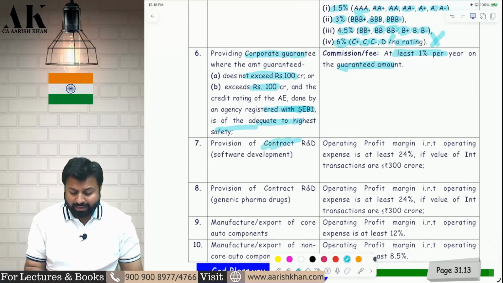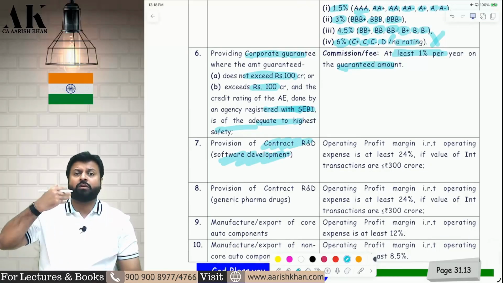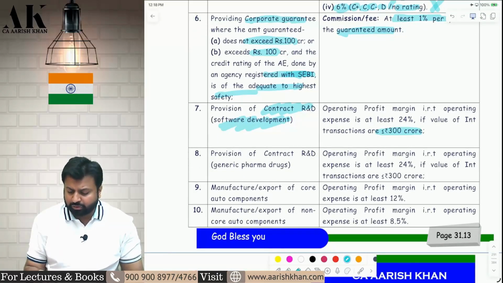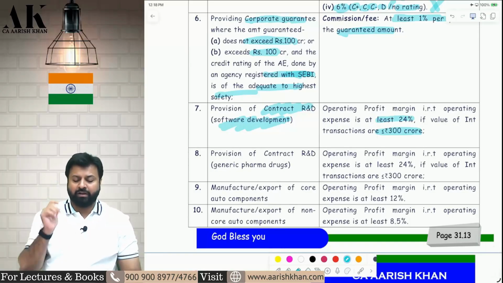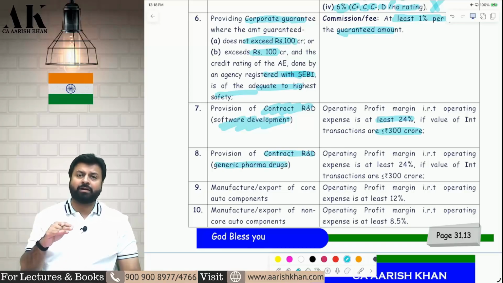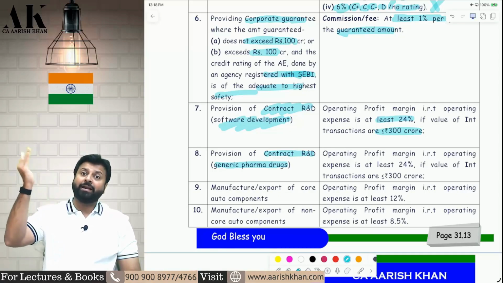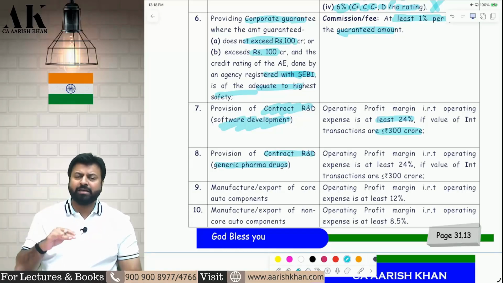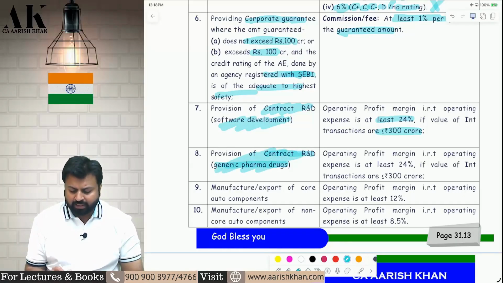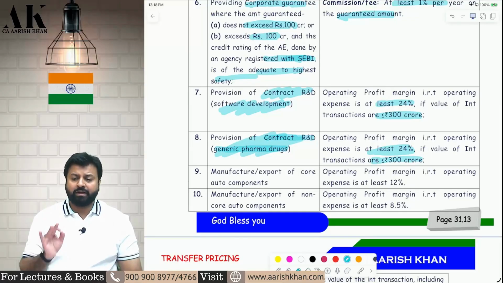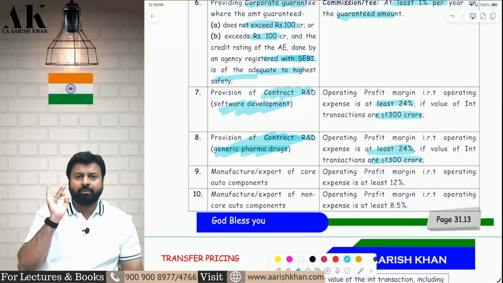Next one, providing contract research and development software services. Now you are providing software services, software development. You are providing contract research and development. Here, your transaction value should be up to 300 crore and the margin OP upon OC should be at least 24%. Providing contract research and development for generic pharma drugs. What are generic pharma drugs? Generic pharma drugs are nothing but copies of the branded medicines. Those are available at a cheaper price, with similar composition, but lesser quality material is used in that. So you are providing contract research and development for generic pharma drugs. Again, 24% margin should be shown, if the transaction value is up to 300 crore.